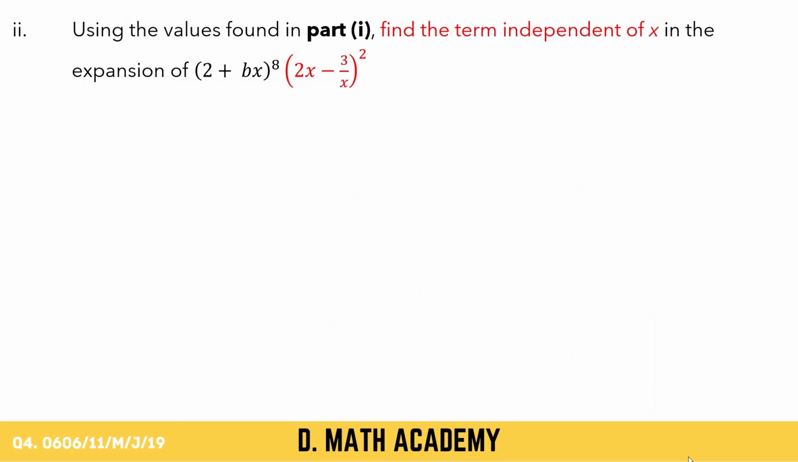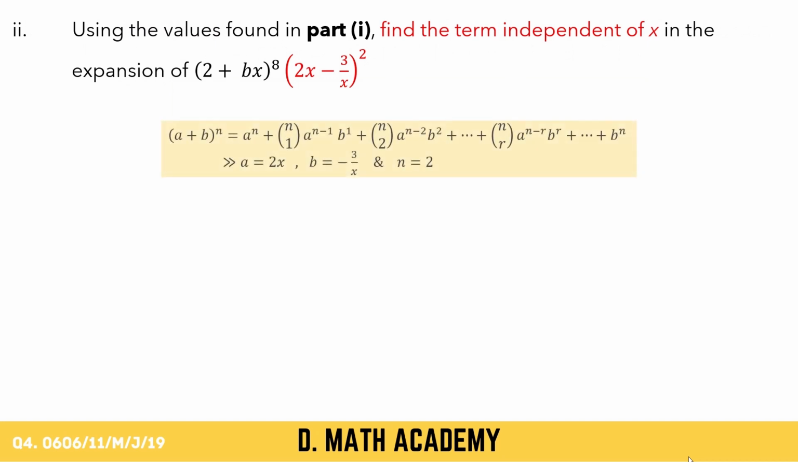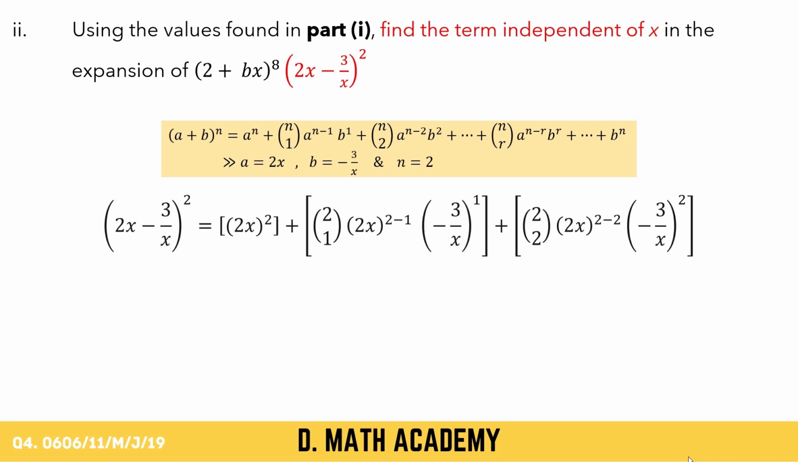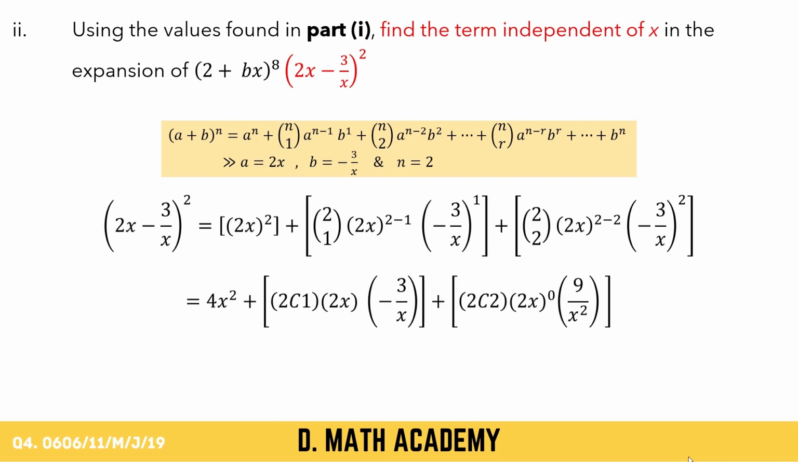So same thing, a new equation is being introduced to you, which is (2x − 3/x)^2. Expand it to the fullest, so I know that it can be expanded into 3 terms. So run the calculation. A is 2x, b is −3 over x, and n is 2. After the calculation, you will get your final result as 4x squared minus 12 plus 9 over x squared.